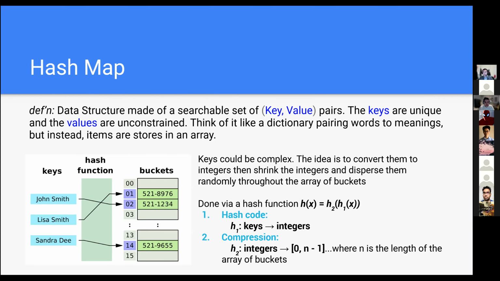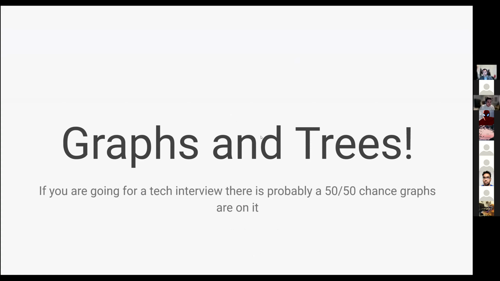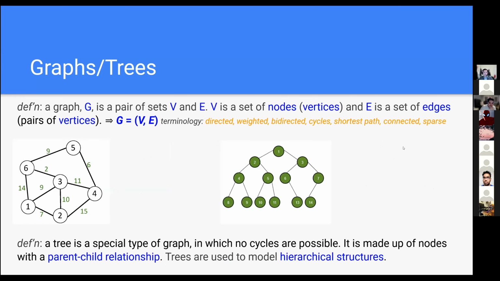Okay, so now we're going to talk a little bit about graphs and trees. And this is where it gets a little confusing. As Dim mentioned earlier with the stack and the queue and the DFS and BFS functions, those will kind of come in handy here. They kind of go hand in hand. There's a quote here: if you're going for a tech interview, there's probably a 50% chance graphs are on it. It might not be graphs directly. It could be just a DFS or BFS problem, but there is a good chance that something like that will be on it.